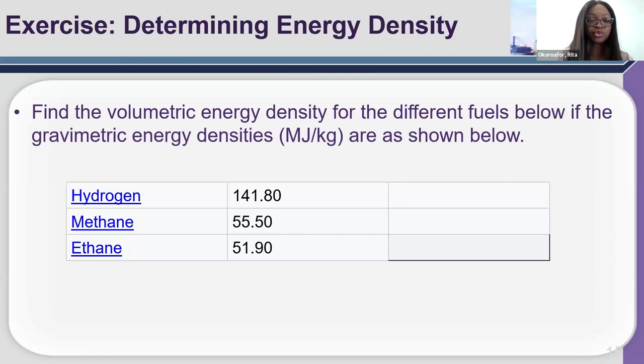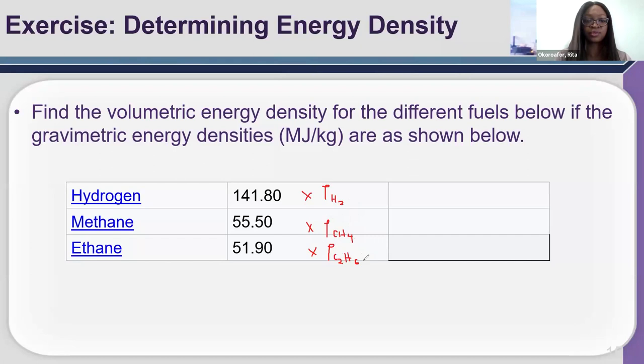Okay, so if we want to do this to find what the volumetric energy density is, we would need to multiply by the density of hydrogen. Okay, so I'm writing on this times the density of methane and times the density of ethane. So what you can do is to go to something like the NIST database, or you can even ask Google what is the density of hydrogen at standard temperature and pressure, and for methane and for ethane, and you get some values.